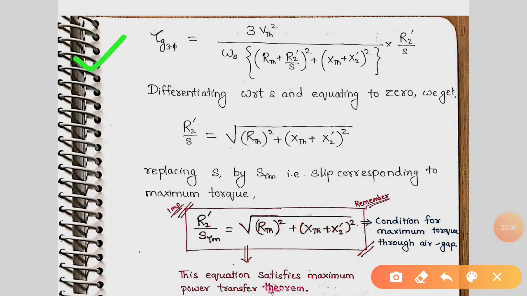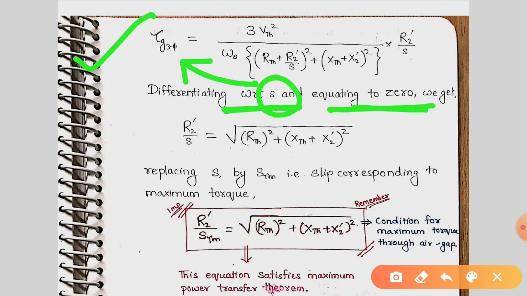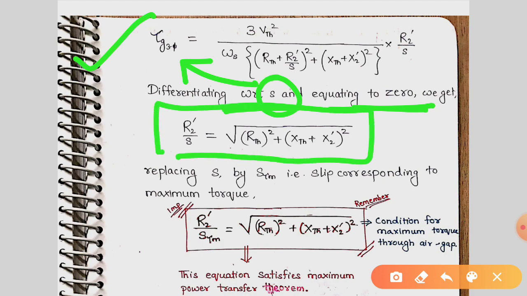So the formula for air gap torque is this, and we differentiate it with respect to the slip. We differentiate the above equation with respect to slip and equate it to 0. We get the condition as R2' upon S is equal to the square root of (RTH² + (XTH + X2')²). So this is the slip at which maximum torque occurs. This is the slip S_τm. It is represented by S_τm.